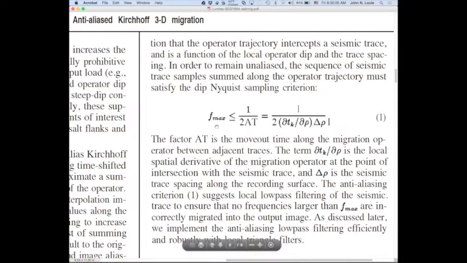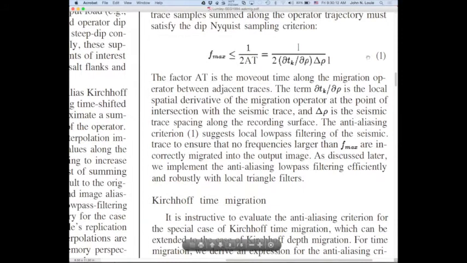And here's the definition of delta t, very useful as you think about this: 1/2 divided by dtk over d rho divided by delta rho. What are those things? dtk over d rho is the local spatial derivative of the migration operator at the point of intersection with the seismic trace. Delta rho is the seismic trace spacing along the recording surface. The thing to note here is that Lumley is assuming that all the sources and all the receivers are on a flat surface.